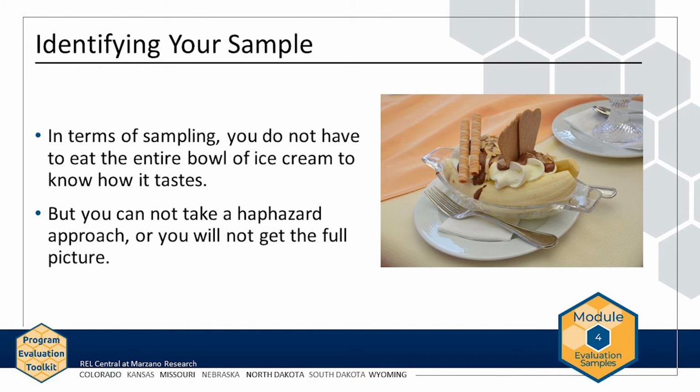However, it is important that you don't take a haphazard approach, or you will not get the full picture of the population. For example, if you take only one bite from a banana split, you might taste only whipped cream, banana, or one flavor of ice cream. That won't allow you to describe the entire dish. You need to be sure you've taken enough bites to know all the characteristics. In program evaluation, this is called sampling.